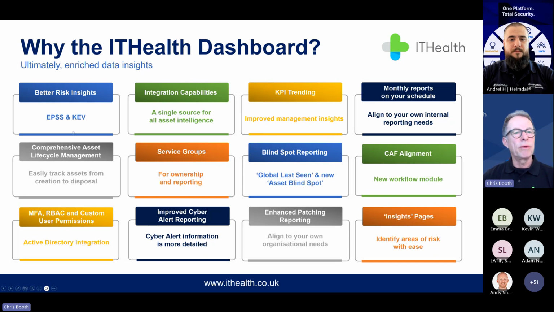So better risk insights using things like known exploit prevention, exploit prediction scoring system. We talked about integration quite a lot already. KPI module, where are we last week, the week before, or a custom date range. Monthly reports are still sent out, or you can schedule those. In fact, we're now into underpinning trust assurance board meetings, sending out reports via email an hour before the meeting, which has gone down really well.